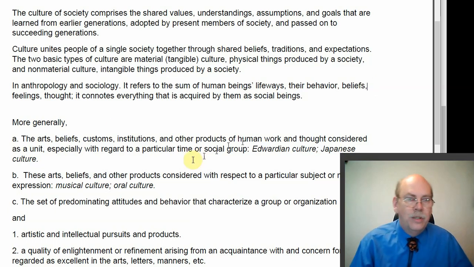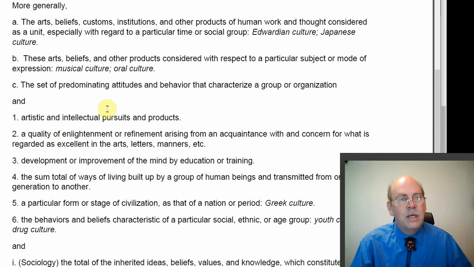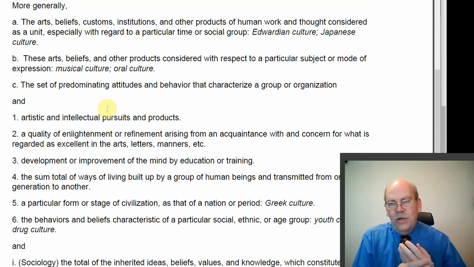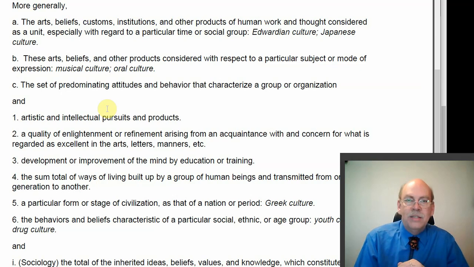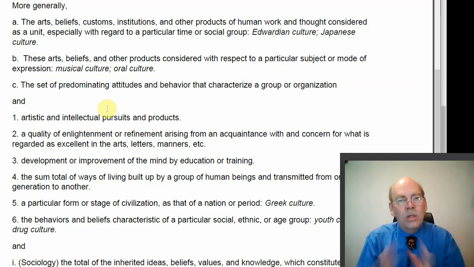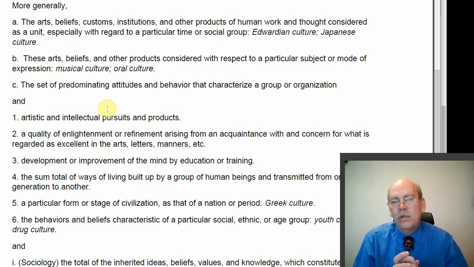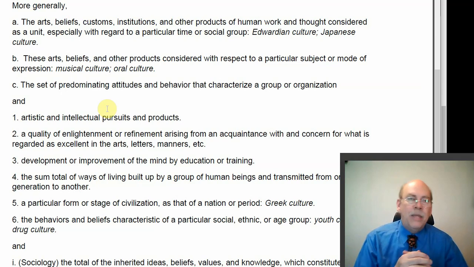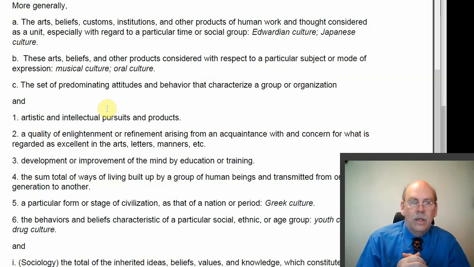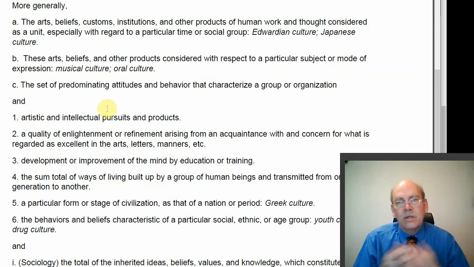More generally, not just in the narrow sciences, looking at a general dictionary, we might find that culture is the arts, beliefs, customs, institutions, and other products of human work and thought. Considered as a whole, considered as a unit, especially thinking about a particular group or a particular time. Edwardian culture, the culture of England 1910-1920, when Edward was king. Or Japanese culture. Now this is the kind of culture that the common person would think about. Okay?